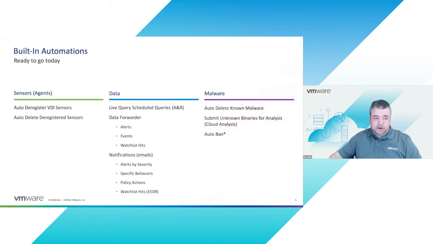So, starting with the built-in automations, again, what you can do today. I categorize these into three sections. What can you do with agents or sensors today? You do have the option to auto deregister VDI sensors. If you've installed them as VDI sensors, there is an option to automatically deregister them when they're gone. This is really key when you're using VDI. You can also auto delete deregistered sensors, and you can do that for any type of sensor. It doesn't have to be VDI.